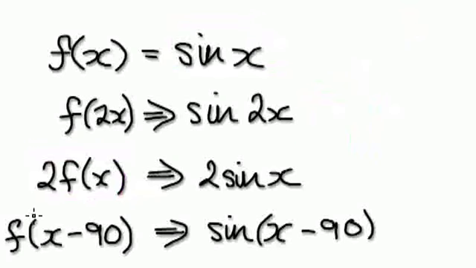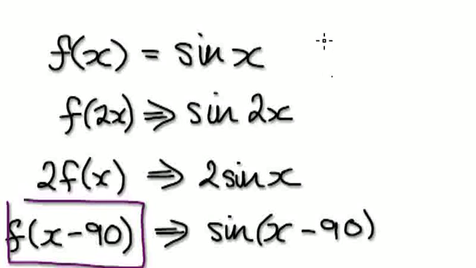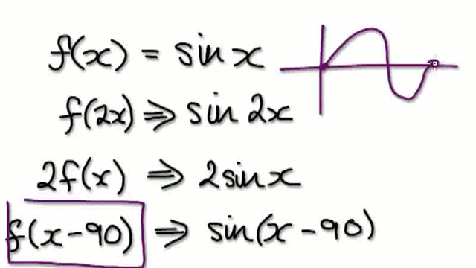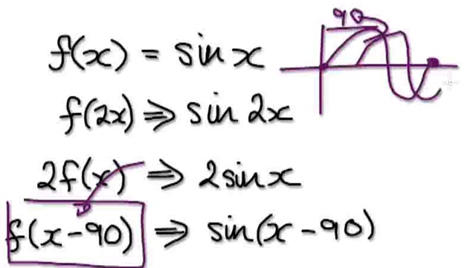Okay, and we also looked at what happens when you apply this transformation. Suppose you have sine of x like this. When you apply this transformation, well, negative 90 means you move everything to the right by 90. So you basically shift everything across.